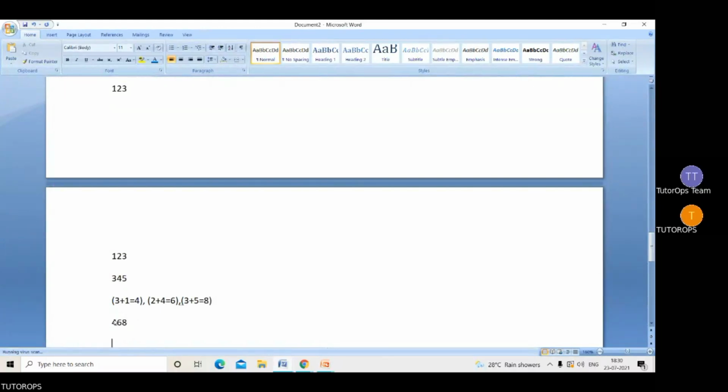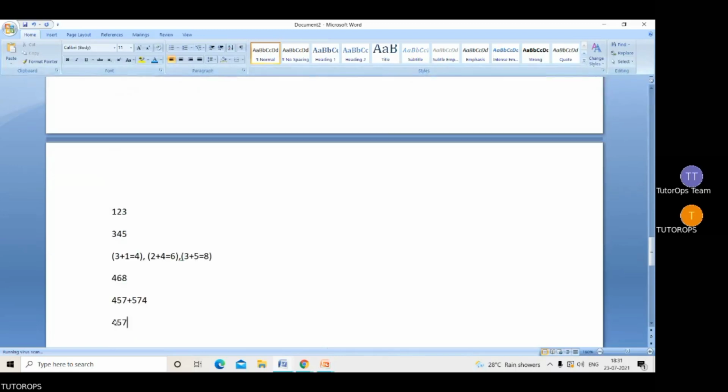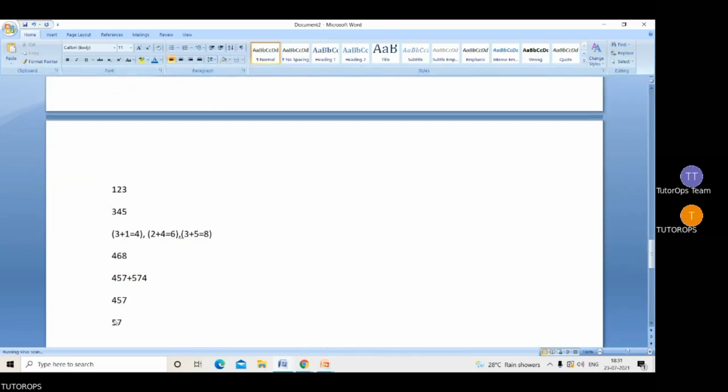total columns. Okay. Some of you may think that from this view, we are not getting any difference from left to right and right to left addition. But if we just make some complex examples for this, say we are taking this example, 457 plus 574. Okay, so 457 plus 574, I need to write in this way. First we need to write 457 and below that we will write 574.